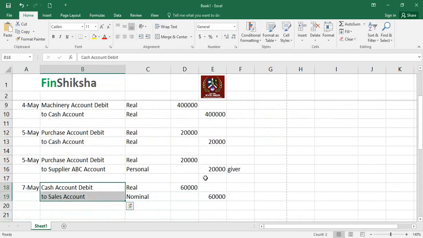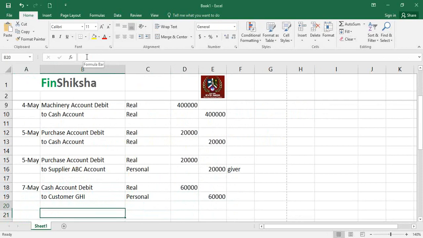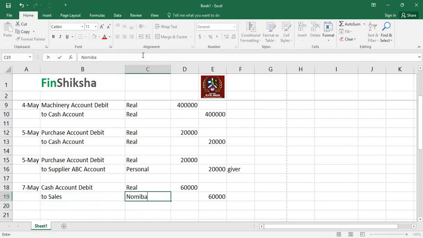That's then. This can also be demarcated into two steps, which is it could be cash account debit to customer GHI account credit, and that would have been a personal account, and then customer GHI debit to the sales account, right? So we could do that as well in two steps, but right now we're going to use only one step and put it like this, right?